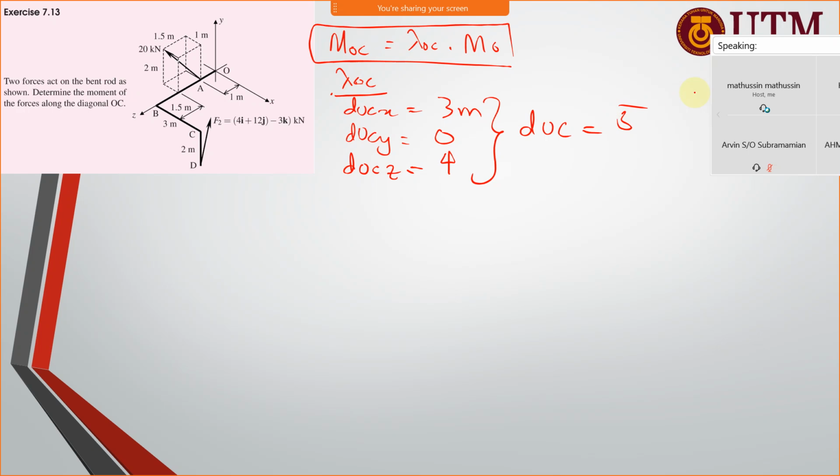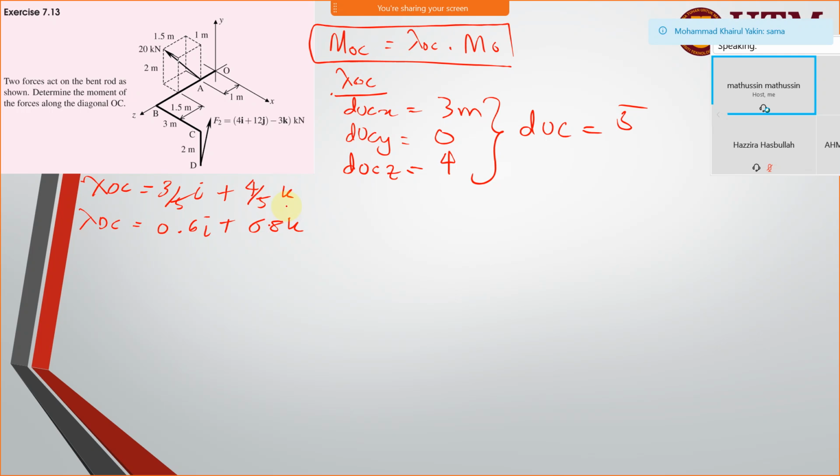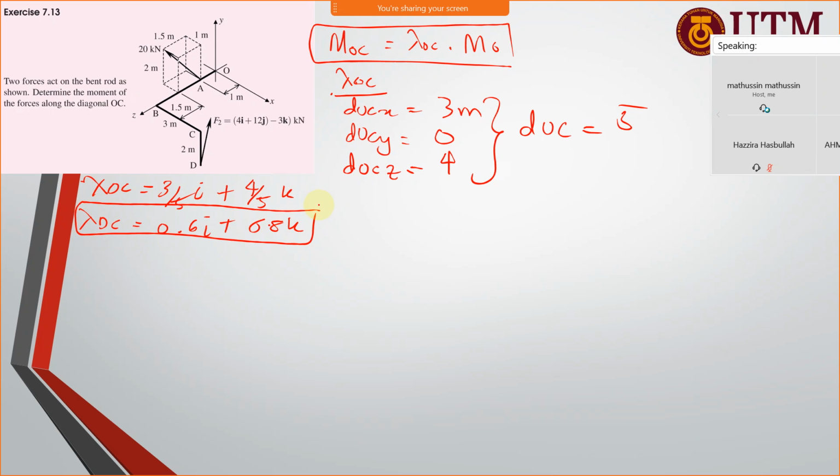Must be 5. Betul? So, lambda OC in terms of vector, kita akan dapat 4 positif kan? Betul? So, 3/5 i tambah 4/5 k. Ataupun boleh convert in terms of perpuluhan lah, 0.6 i tambah 0.8 k. Alright, itu adalah lambda OC.